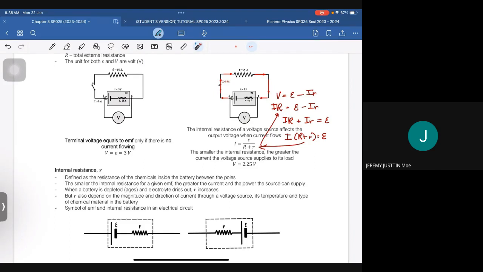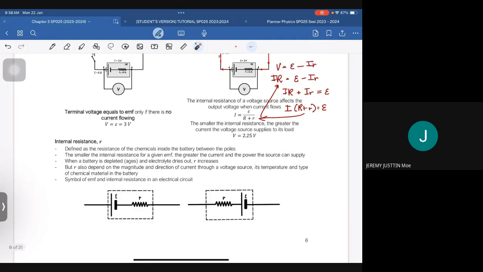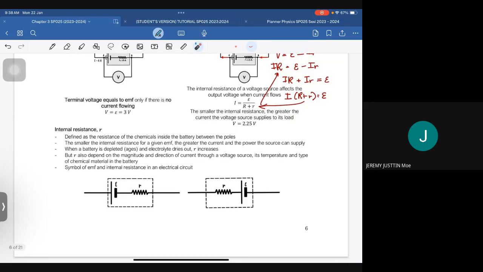Okay. Right. Next we have internal resistance. So internal resistance ni is just the resistance of the chemicals inside the battery lah. Kita tahu kan battery tu consists of few chemicals, and then that chemicals is the internal resistance of the battery lah. Okay, sama juga lah yang saya cakap tadi, smaller the internal resistance, the greater the current and the power the source can supply.